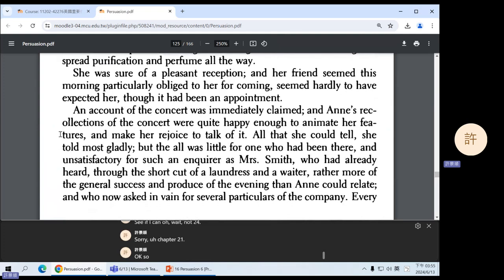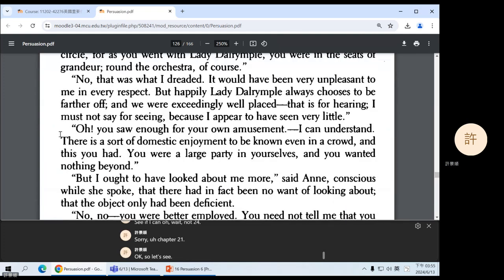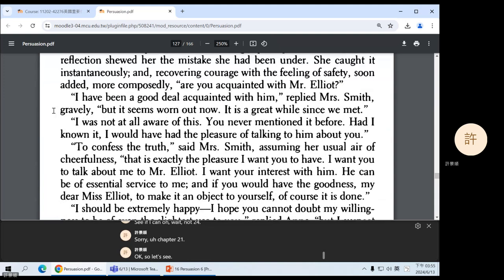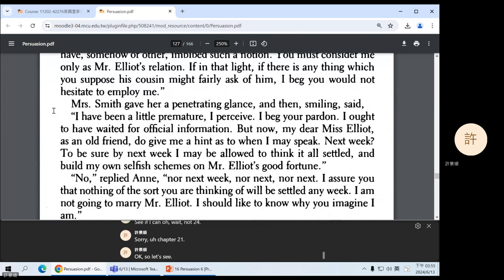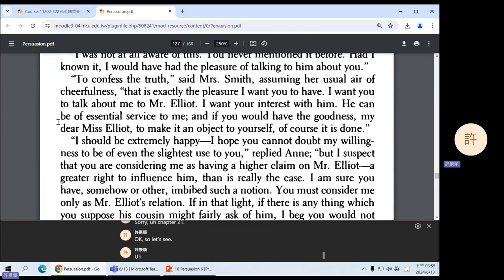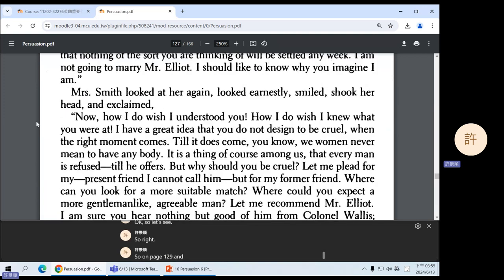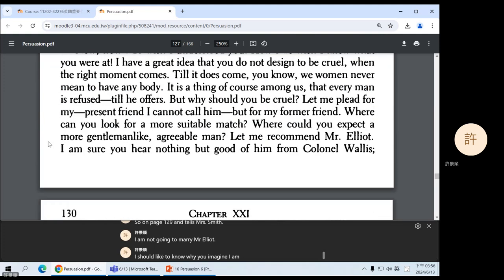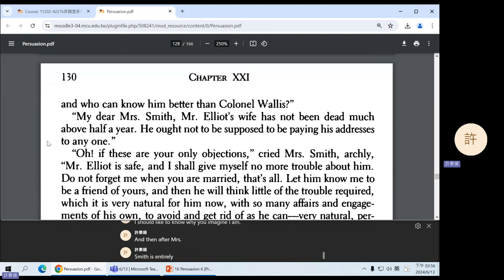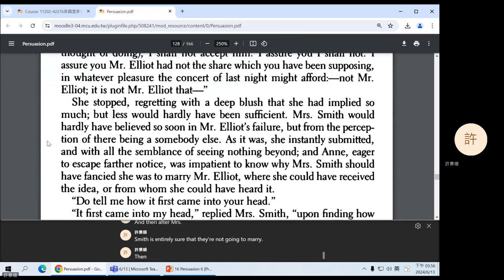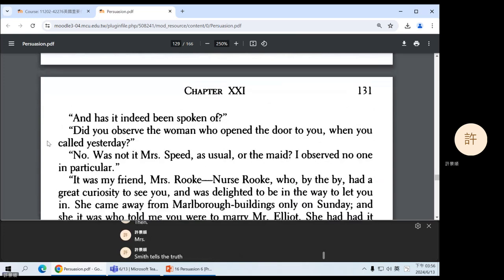Okay, so let's see. On page 129, Anne tells Mrs. Smith, I am not going to marry Mr. Elliot. I should like to know why you imagine I am. And then after Mrs. Smith is entirely sure that they're not going to marry, then Mrs. Smith tells the truth about Mr. Elliot.